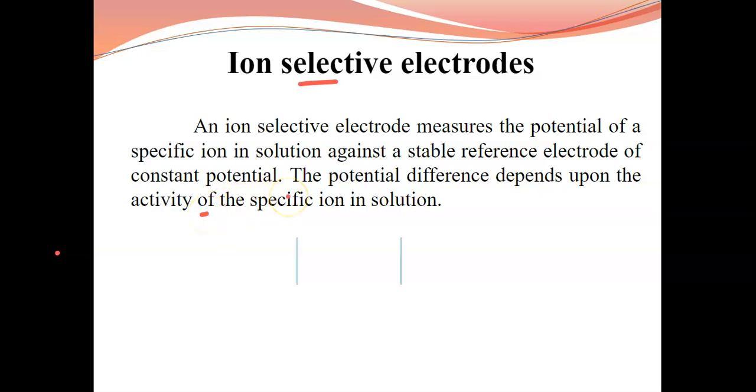One such example of an ion selective electrode we have seen in the previous session, which was the glass electrode. The glass electrode gives a potential value which depends upon the concentration of H+ ions when it is connected to a reference electrode which has a constant potential. So the glass electrode is one example of an ion selective electrode.